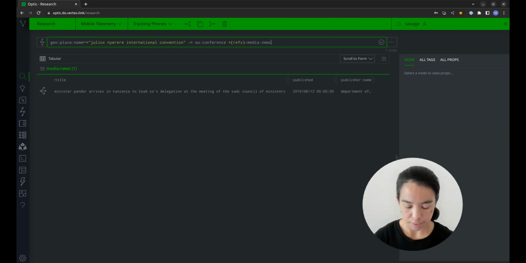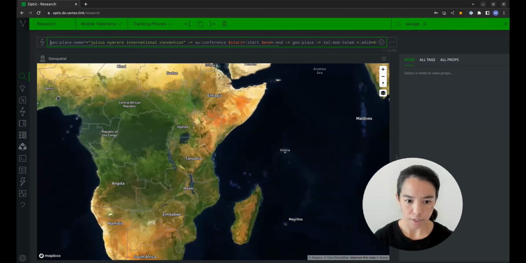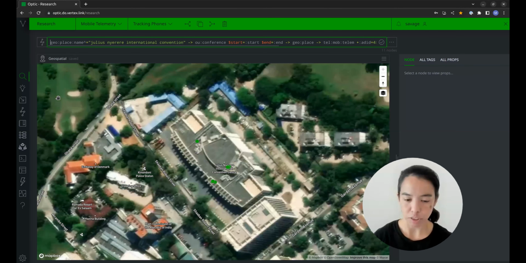One of the things I could also do is specifically check whether the beaconing information that we see from the phone lines up with the time that the conference was hosted at that specific location. So as a final check, I can run that query, pivoting from the place to the conference, grabbing the start and end dates, and pivoting to the telemetry for that phone, filtering by the start and end time for that conference. And there are 11 nodes, so 11 different times that the phone beaconed from this location at the time that the conference took place.